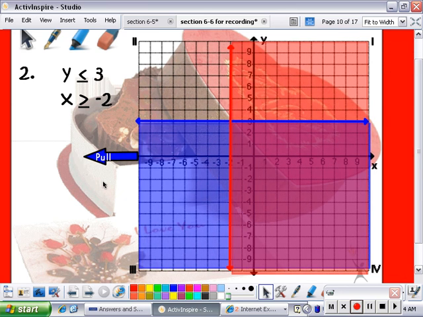So when we take a look at our graph for this one, we graph the line y equals 3, solid line because it's underlined, and we shade below it for less than. X is greater than negative 2, so we have our vertical line at negative 2, and we shade to the right. So again, this purple area is the area where they intersect.